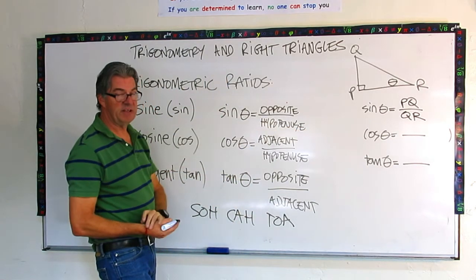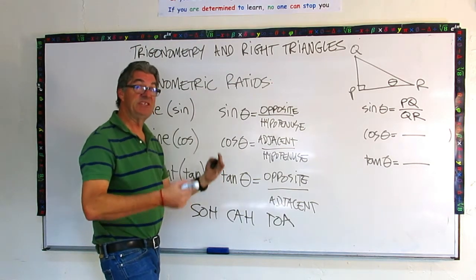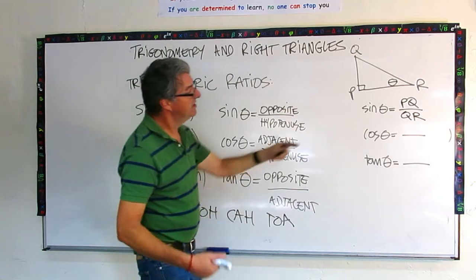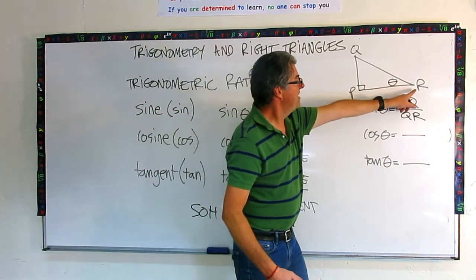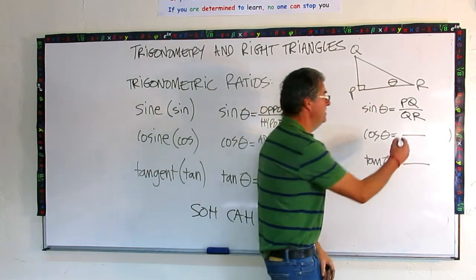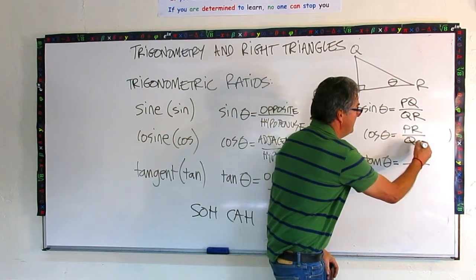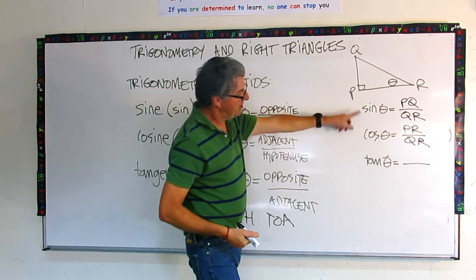See if you can write the correct letters for cosine. Okay, let's see how you did. Cosine is adjacent over hypotenuse. So again, from theta, adjacent is PR. That's the side that touches or is next to theta. So that's PR. And then hypotenuse is the same as before. That's QR. So that's cosine.